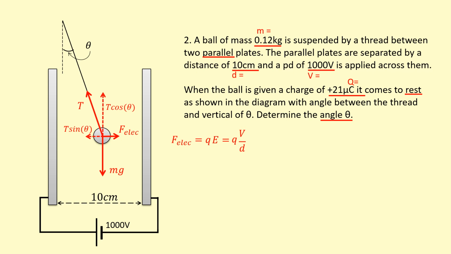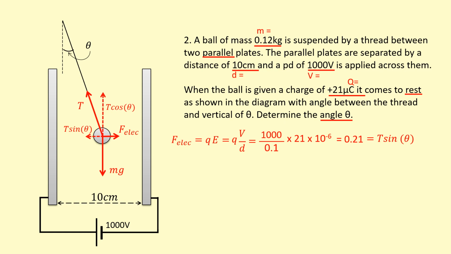So the potential difference is 1000 volts divided by the distance, which is 0.1 meters. Okay, that's in meters now from centimeters, times that by the charge, which is 21 microcoulombs, and that gives us the force, 0.21 newtons. And that's going to balance the horizontal component of the tension, the force towards the left from the string there. So T sine theta. Okay, we can't solve this because there are two unknowns, T and theta, so we'll come back to this.